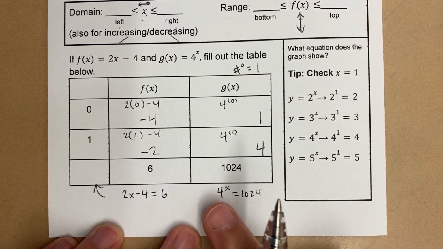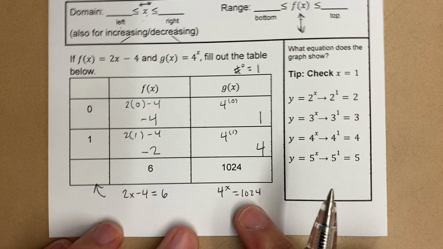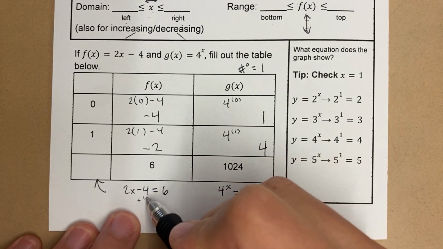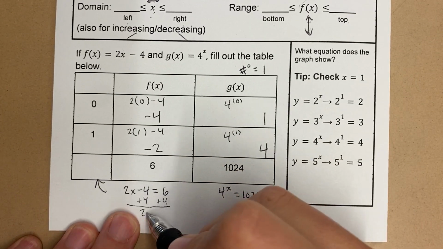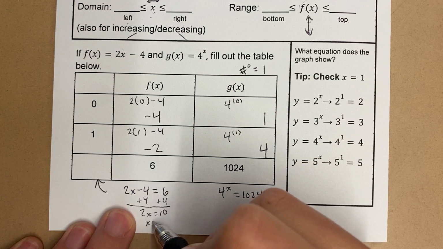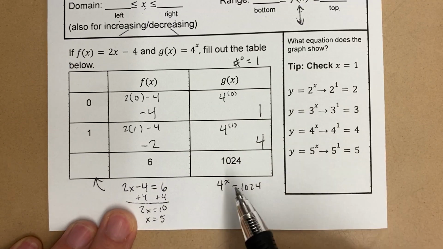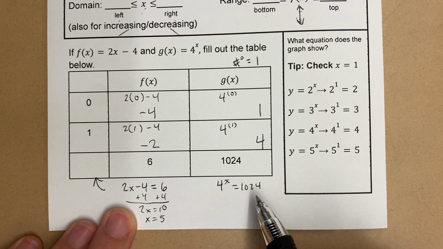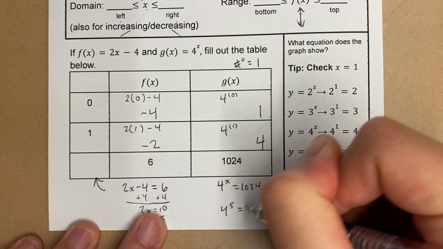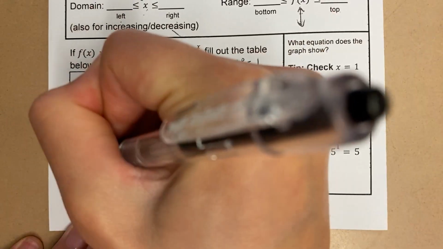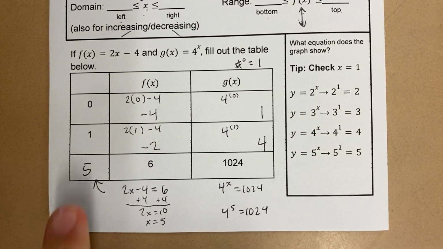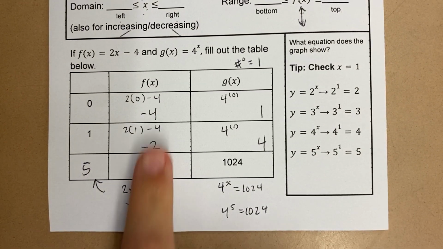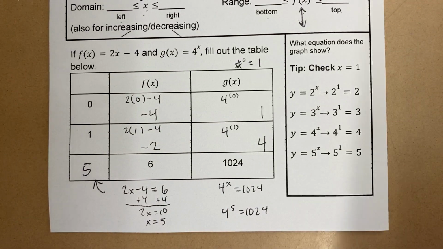Now, you can solve this. You could put this in your calculator and just do 4 times 4 times until you get to 1024. You could do that. I think it's probably easier to solve this because this is very familiar to you. Divide by 2, I get x equals 5. And then I would put in my calculator 4 times 4 times 4 times 4 times 4, 5 times, and make sure it equals that. And it does. 4 to the 5th does equal 1024. So then I would put 5 here. The x value of 5 would get me a 6 in this function and a 1024 in that function.